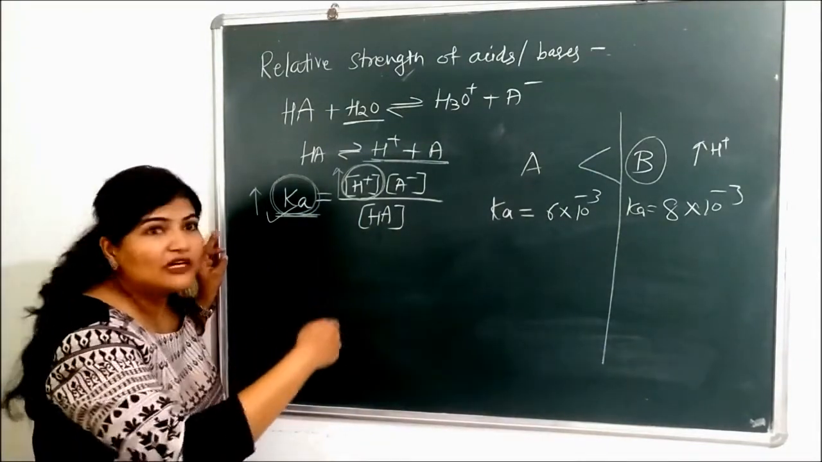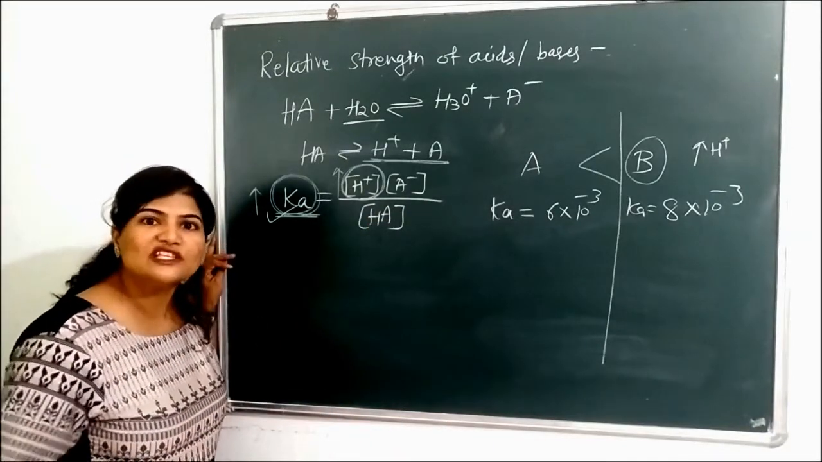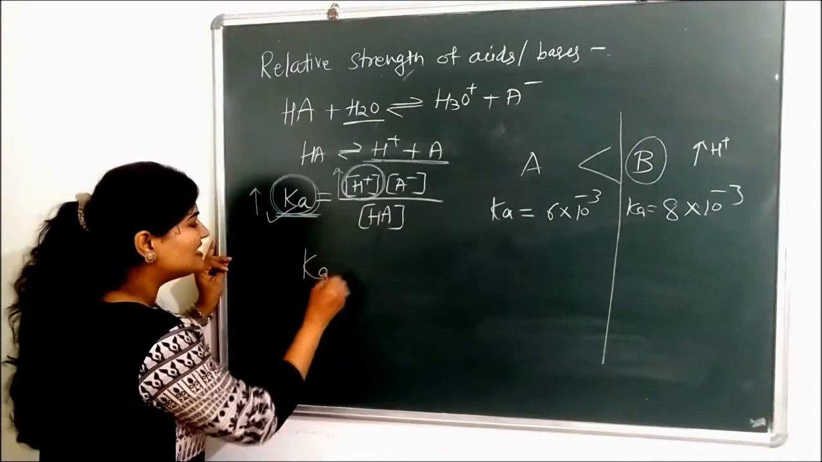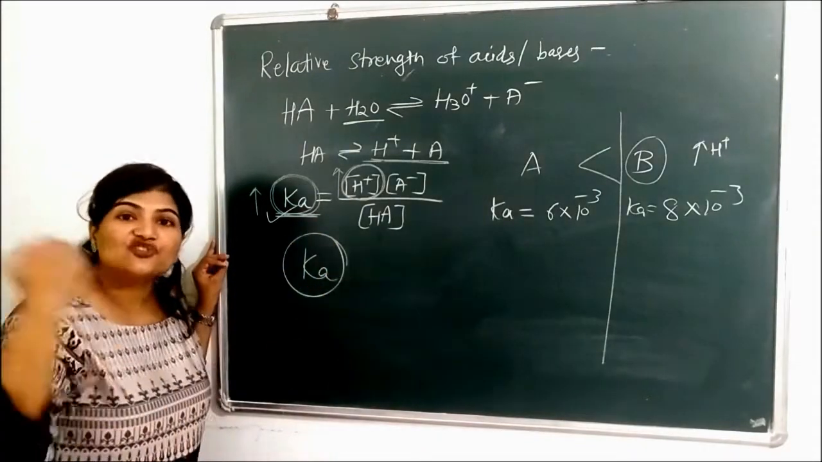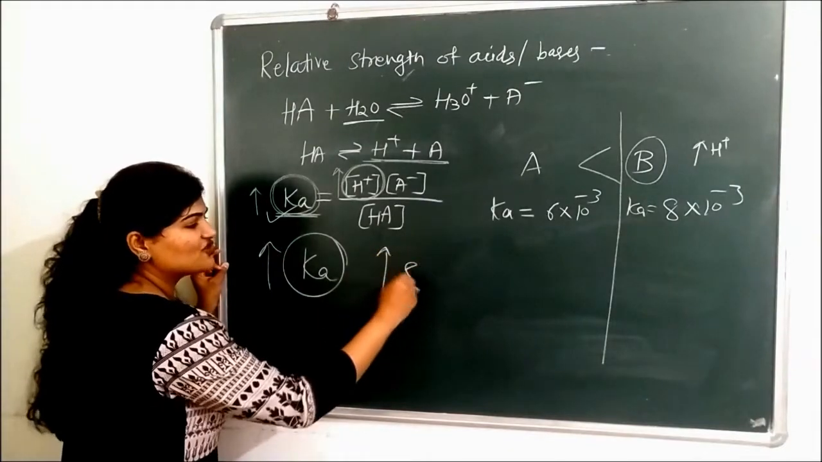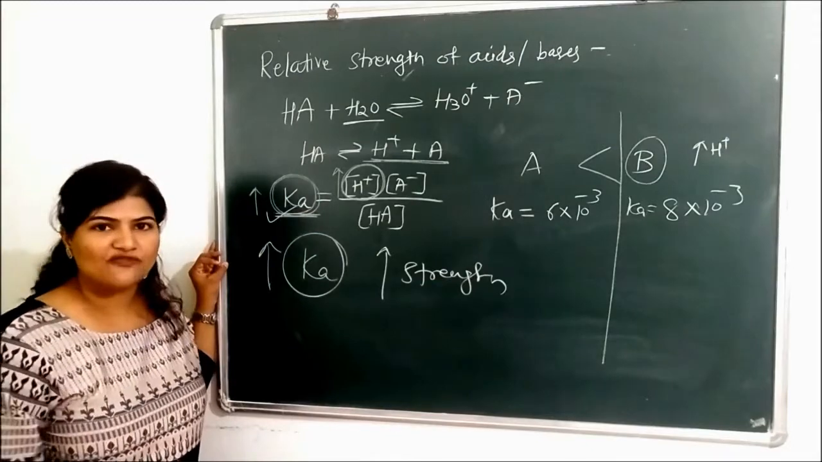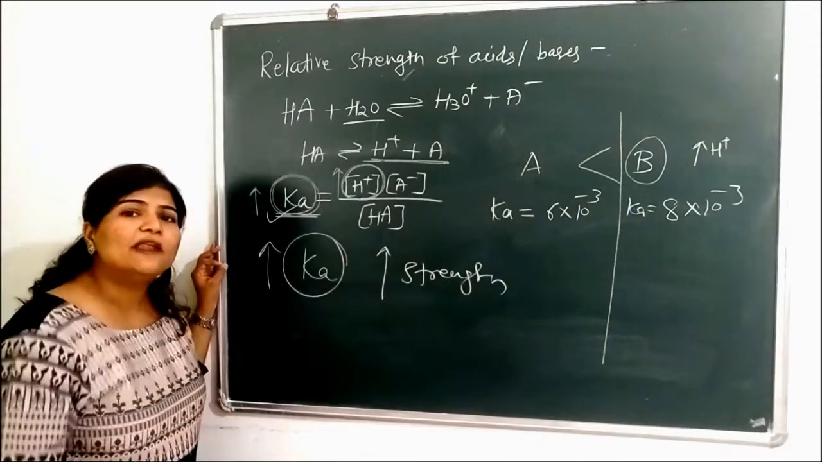Okay, you are able to tell which acid is stronger, which acid is producing more number of H plus ions. So Ka is the clear-cut indication of the strength of acid. Higher the Ka, greater is the strength of acid. Lower the Ka, lower is the strength of acid.